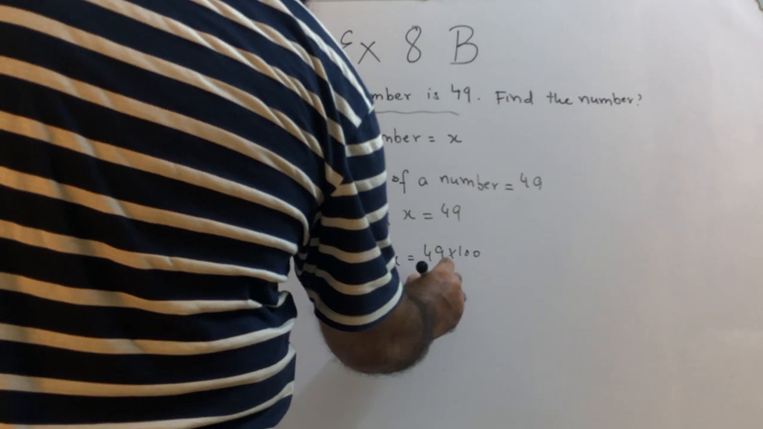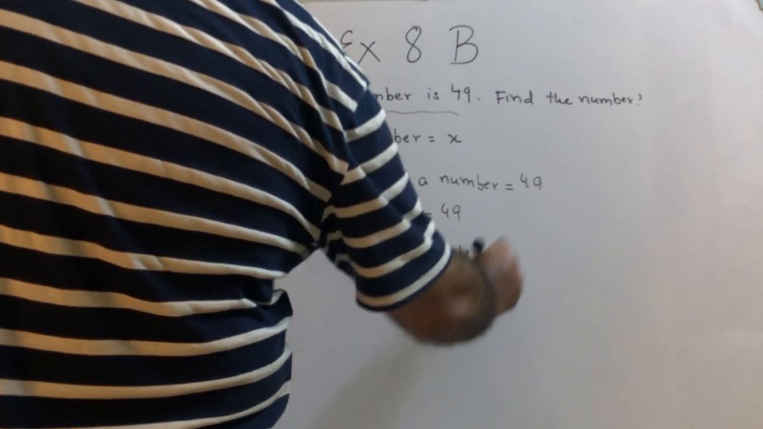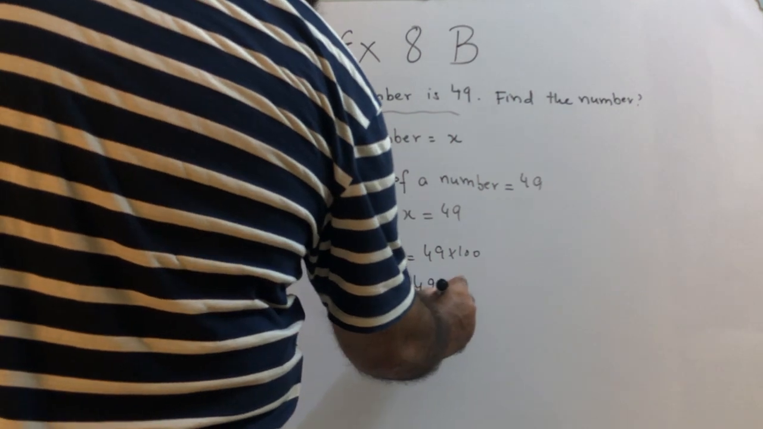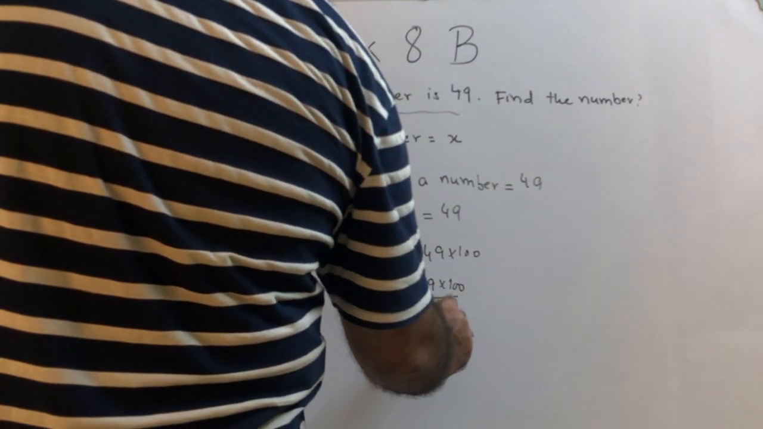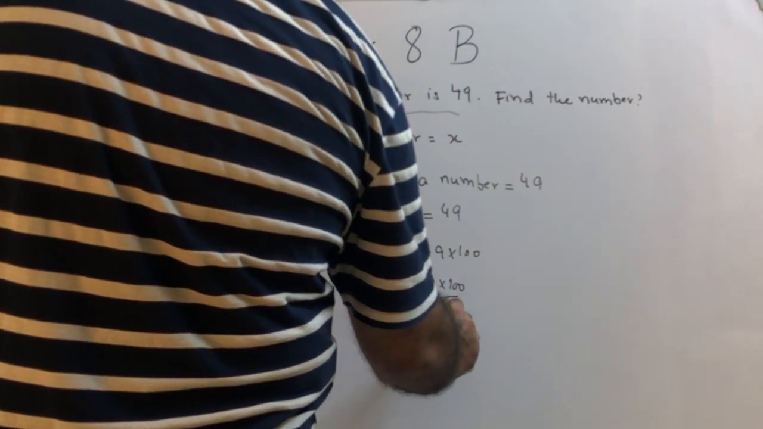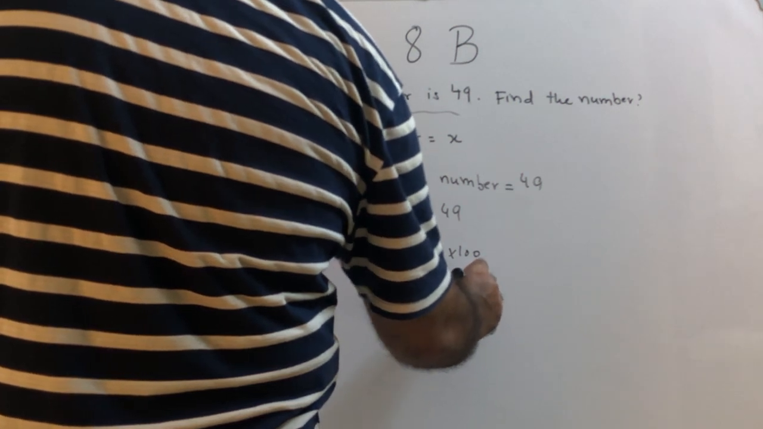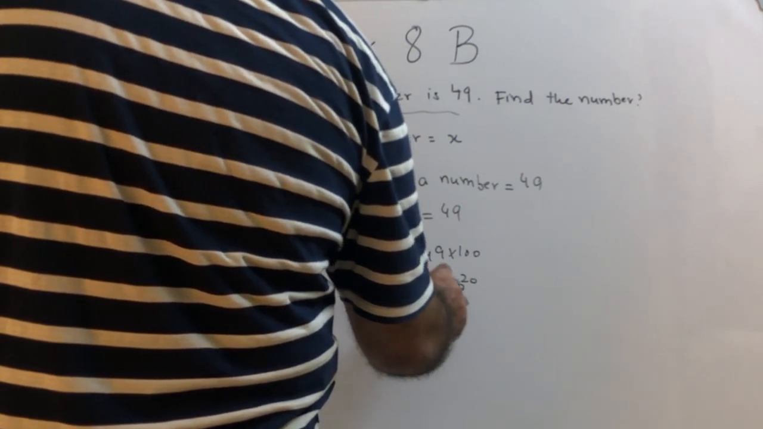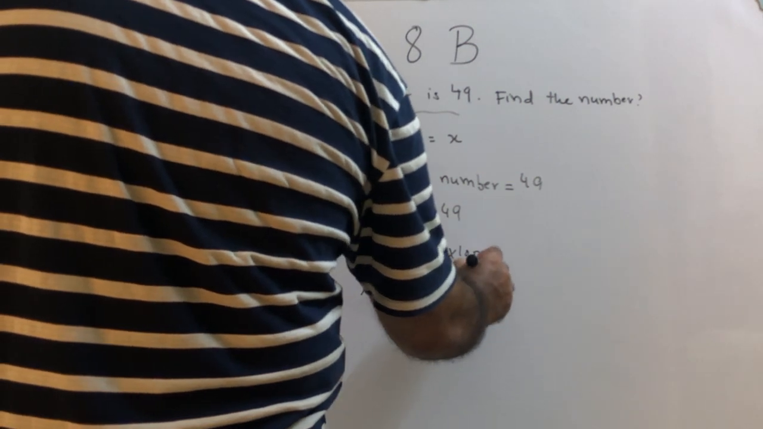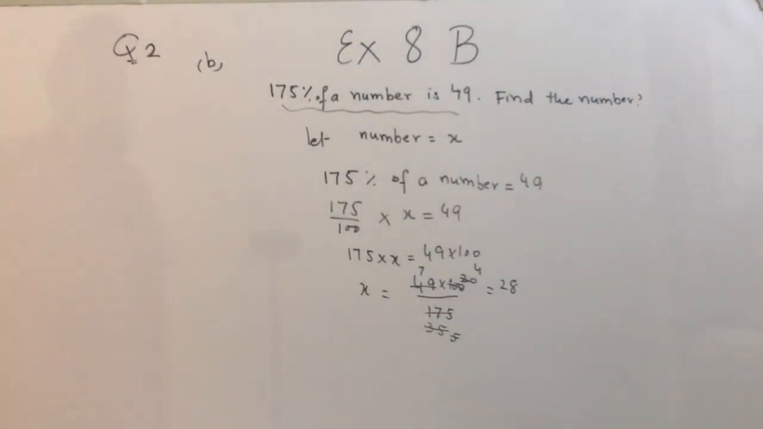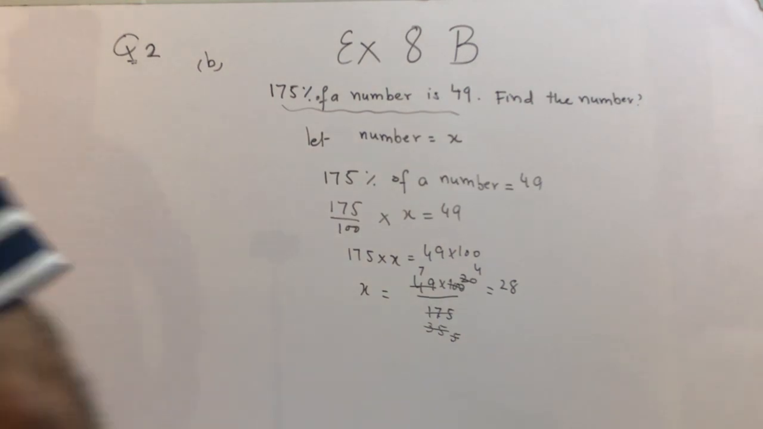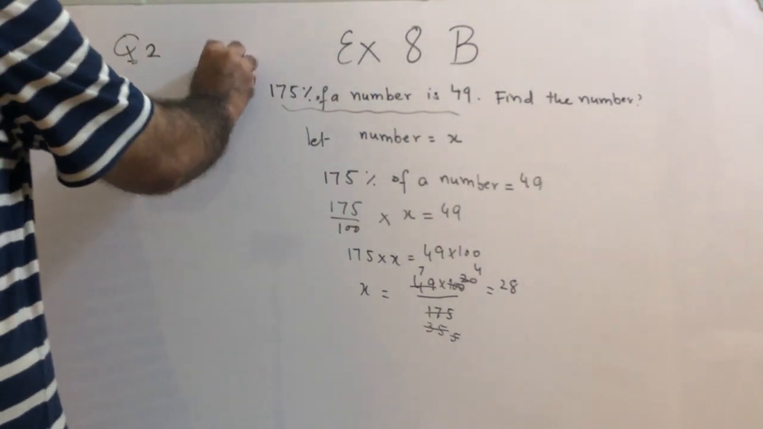Similarly, when we take this 175 to the other side, it is being multiplied here, it will be divided there. Now we'll simplify. 5 3s are 15, 5 5s are 25, 20, 7 5s are 35, 7 7s are 49, 5 4s are 20, 4 into 7 is 28. So 28 is the answer. 28 is the number that we didn't know, that was x. So this is how to calculate. So this was similar to part A.